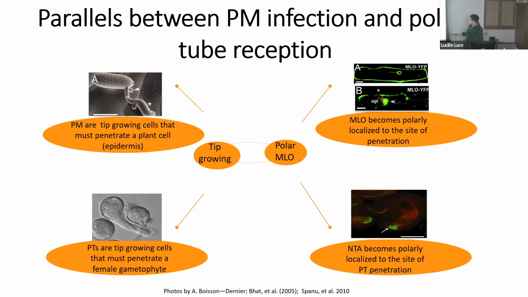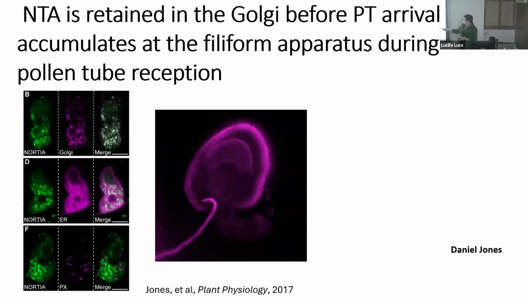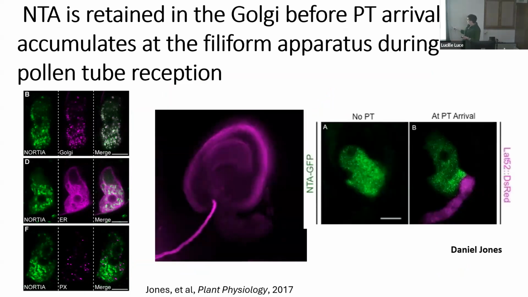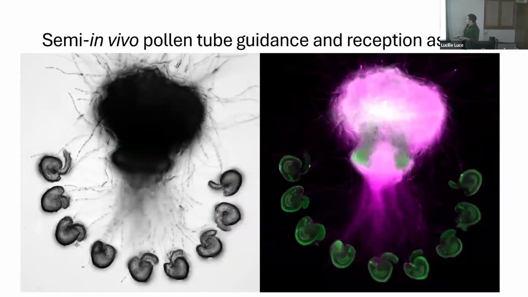And Nordia also does this. So before pollen tube arrival, Nordia is localized in the Golgi, and then when a pollen tube arrives, there's signaling that moves it to the filiform apparatus. And we can see that here. So these are synergid cells. Before a pollen tube arrives, we see this punctate pattern with complete overlap with Golgi. And then when a pollen tube arrives, we can see this starts to accumulate at the filiform apparatus.